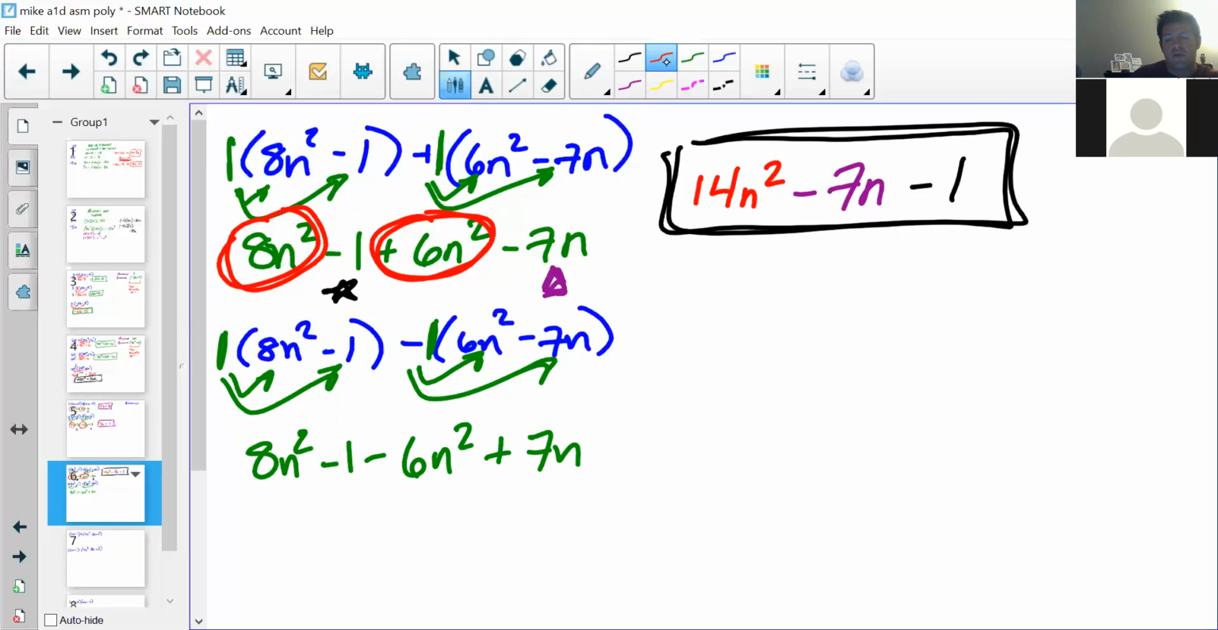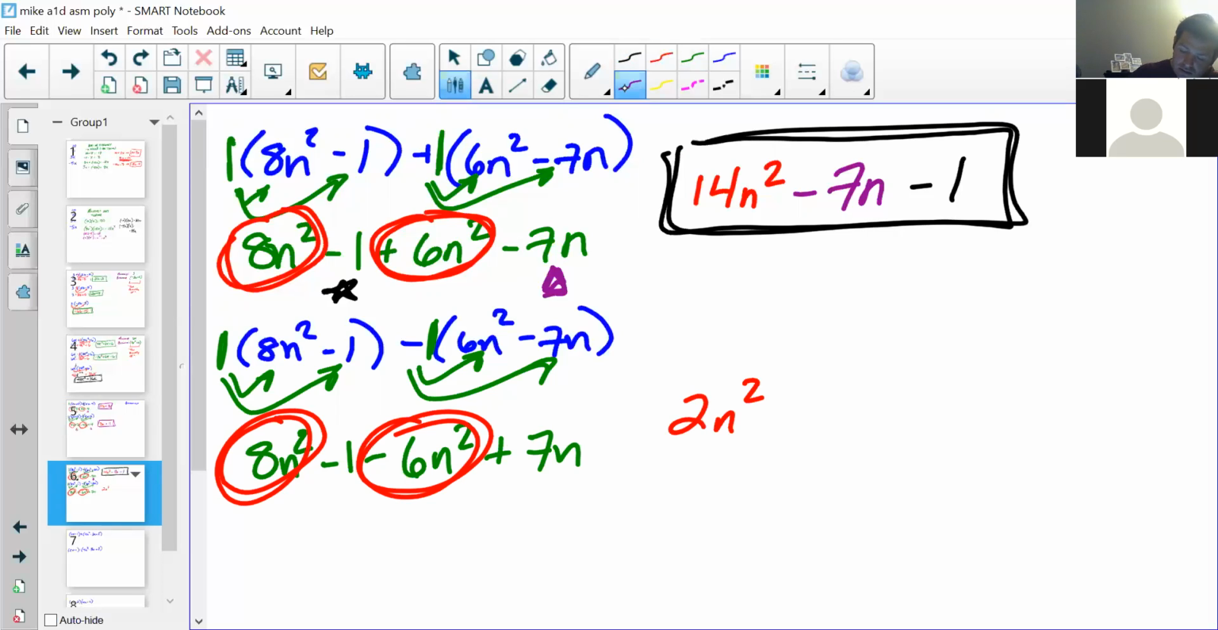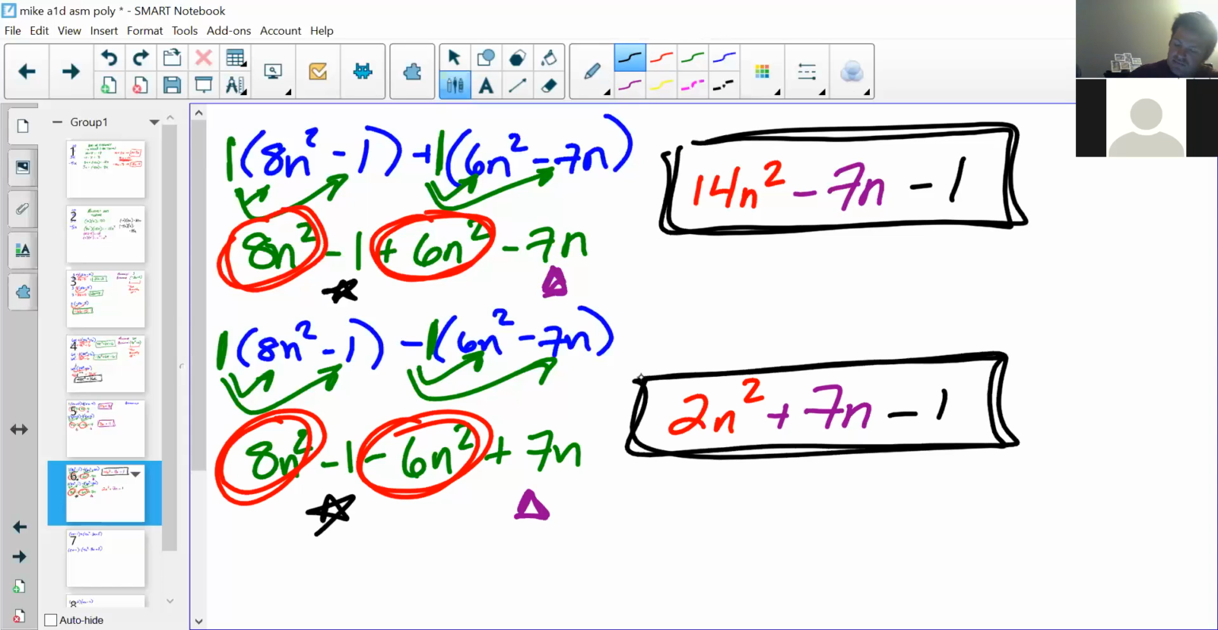No more distribution or parentheses involved here. Let's go ahead and combine like terms. 8n squared, this time it's a minus 6n squared. So 8n squared minus 6n squared would be 2n squared. 2 terms left. 7n has a variable, so it's now a plus 7n when I distributed it previously. And then I'm going to wrap it up with a -1 as my constant.